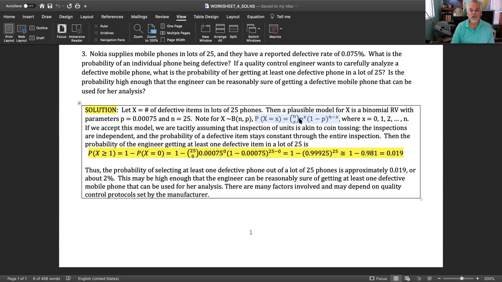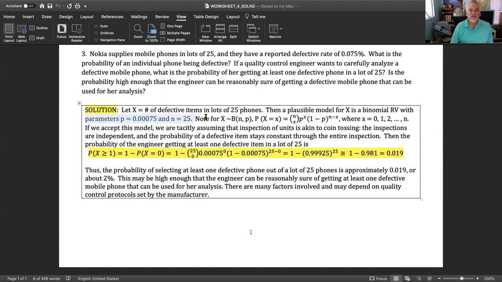So what we're doing is we're going to model this problem as if it were coin tossing. That is, we're going to toss the coin 25 times with a probability of defective item 0.0075. Okay, so that's our binomial model with parameters n equal to 25 and p equal to 0.0075. Okay, so these are our parameter sets, and with that we can calculate the probability of an event.